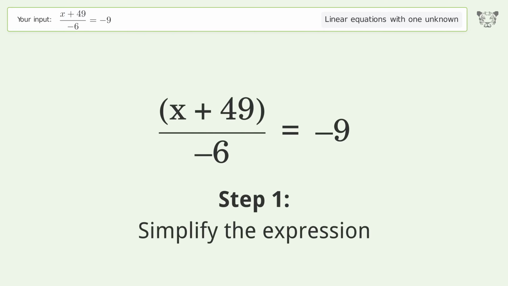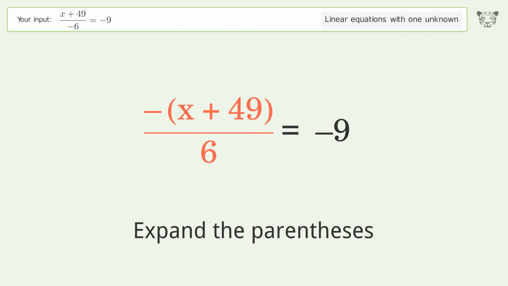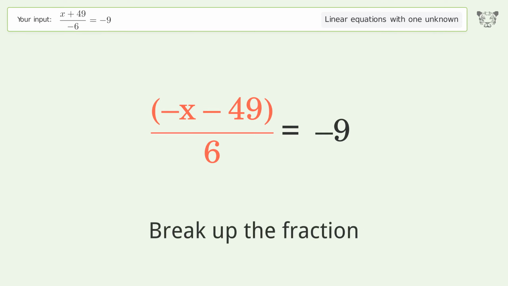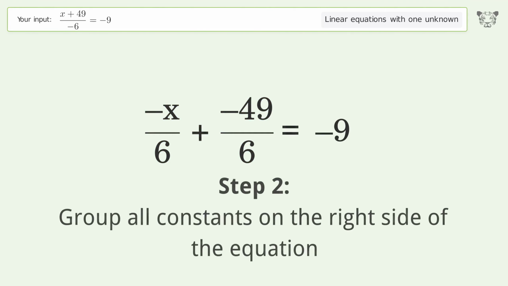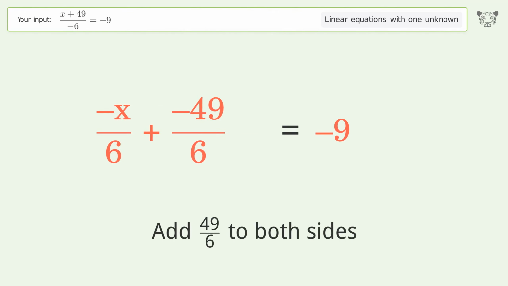Simplify the expression. Move the negative sign from the denominator to the numerator. Expand the parentheses. Break up the fraction. Group all constants on the right side of the equation. Add 49/6 to both sides.